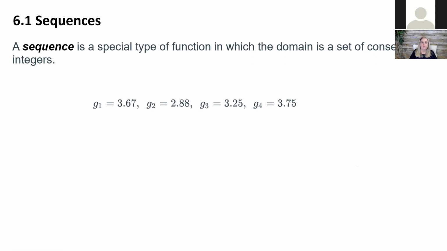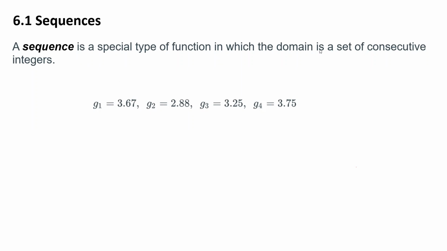So anyway, sequences, first we're going to talk about those. A sequence is basically a special type of function in which the domain is a set of consecutive integers. In this case, I have just a small, short sequence that only has 4 terms. So we have G1, G2, G3, G4.